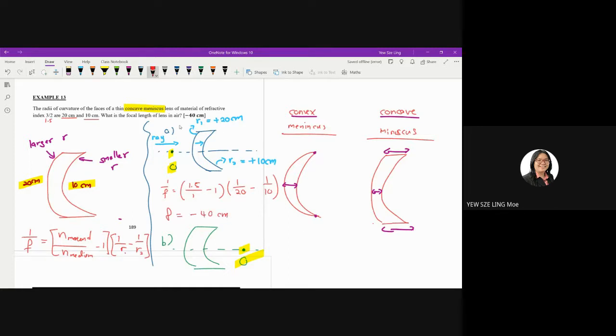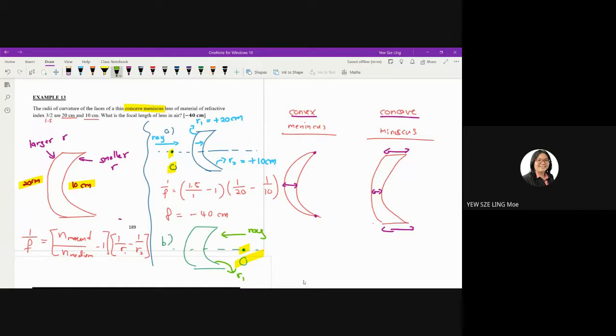Now let's look at question B. In question B, I assume my object is on the right-hand side, because the question didn't tell me where my object is. By assuming my object is on the right-hand side, I'm assuming the light ray is coming from the right-hand side. Now it's going to hit the inner surface first. It's going to hit this surface, so this surface will become our R1.